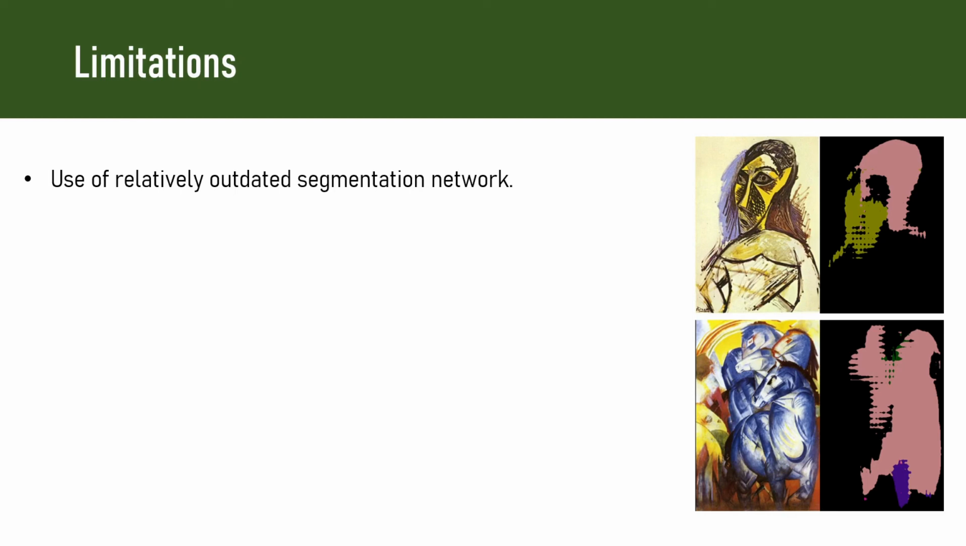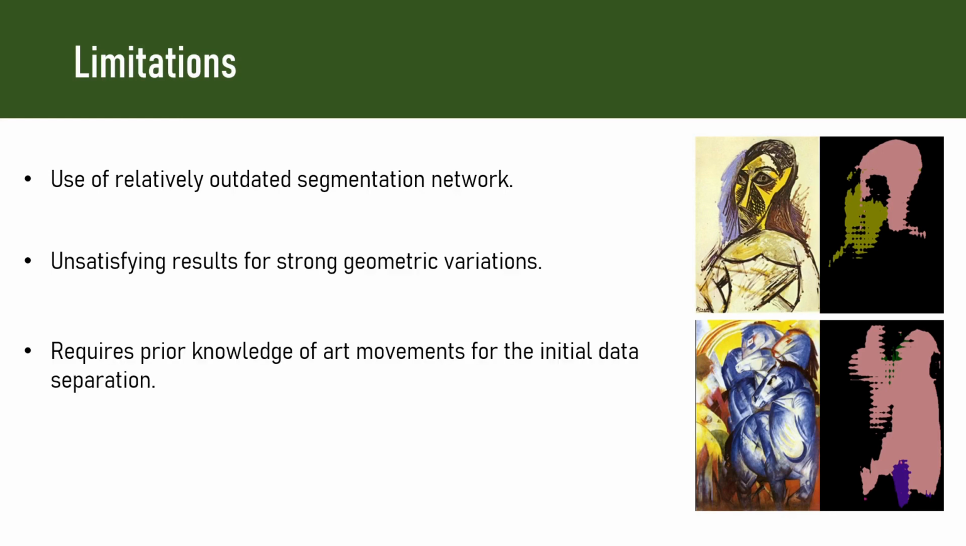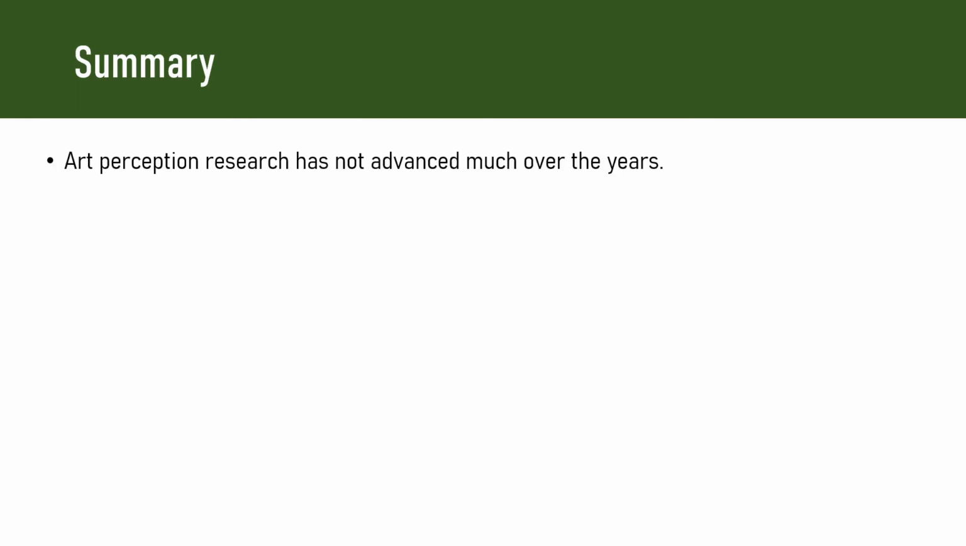Our second limitation is that our network struggles when it comes to strong geometric variations. This again can be seen in the example on the right, which is taken from the Cubism unseen test set. Our third limitation is that our method requires prior knowledge of the art movements of the train set in order to separate them before training. Although this knowledge may sometimes be available, it's not a trivial thing to ask for. Our last limitation is that our method is still limited by its number of classes and art movements, which can always be expanded more.